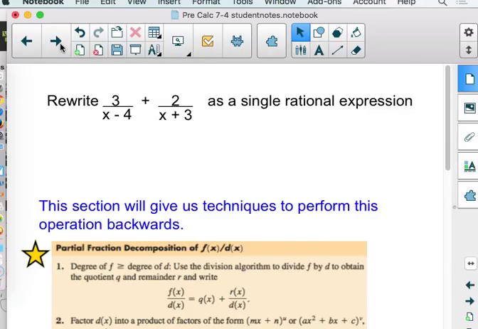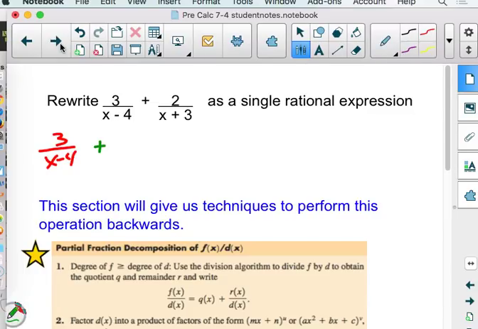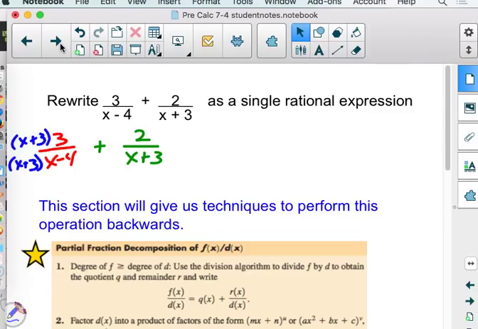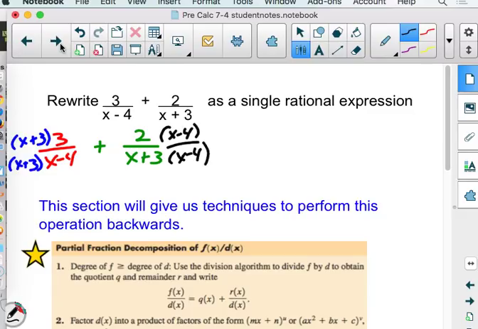If we rewrite 3 over x minus 4 plus 2 over x plus 3 as a single rational expression, we would start by realizing we definitely have some fractions here. I mean, that is obvious. And if you are going to add two fractions together, you have to have a common denominator, and the hope would be that you use the least common denominator. Well, in this case, that's going to be both of these linear factors that we see in the denominator. So this one would need an x plus 3 on the top and the bottom, and this one is going to need an x minus 4 on the top and the bottom.